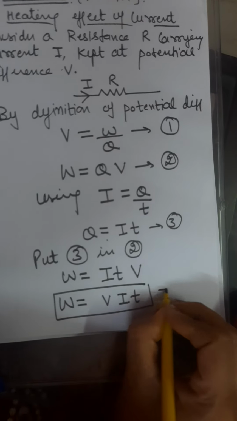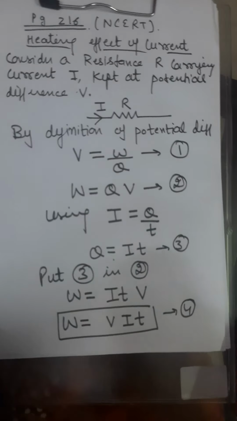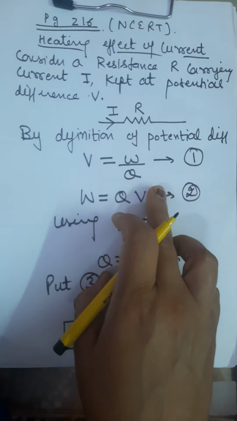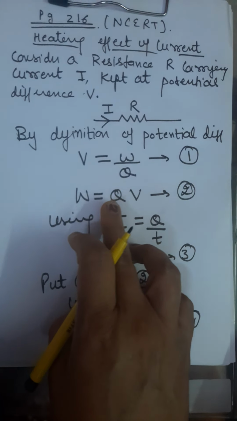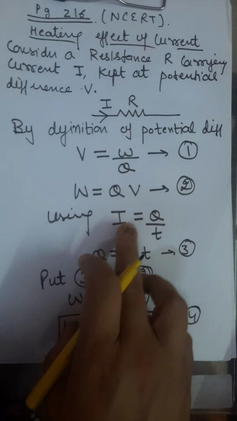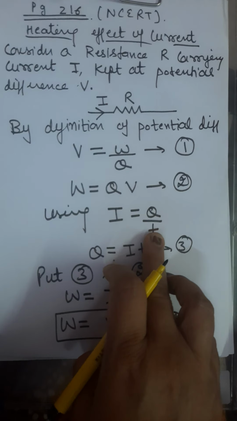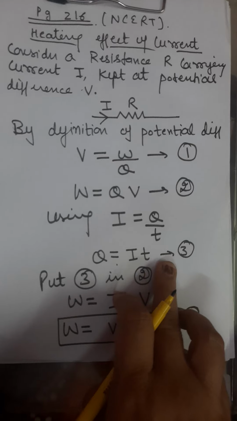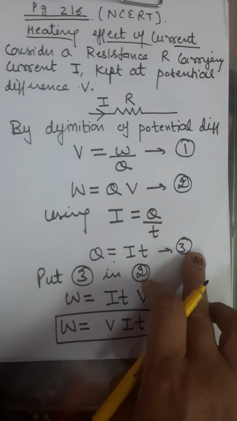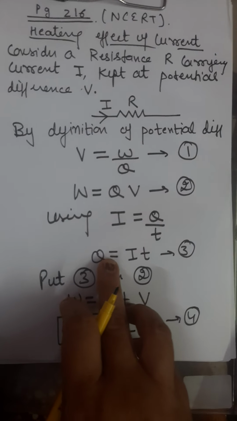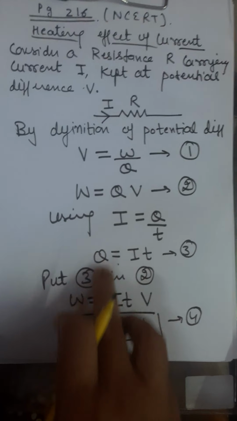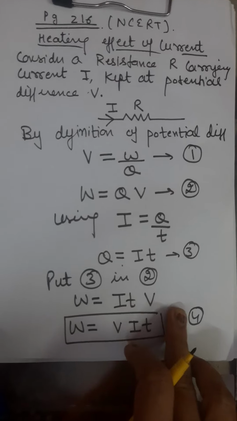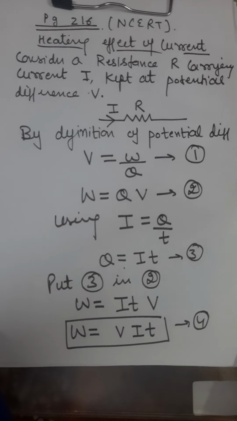I name it equation number 4. Children, I repeat, potential is W by Q. So W comes out to be Q into V. I is equal to Q by T, we did in the beginning of this chapter. So Q is equal to IT. I make it equation number 3. I substitute the value of this Q here in the expression of W. So W comes out to be IT into V, that is VIT.